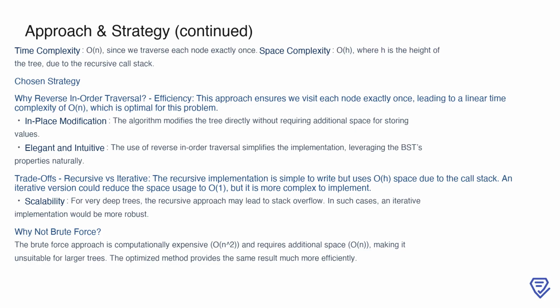While recursion is straightforward to implement, it does come with a trade-off. The recursive call stack can grow up to the height of the tree, which might be problematic for very deep trees. In such cases, an iterative implementation could be used to reduce the space complexity to 1, though it would come at the cost of added complexity in the code. Compared to the brute force method, which is computationally expensive and requires additional memory, the reverse in-order traversal is clearly superior.